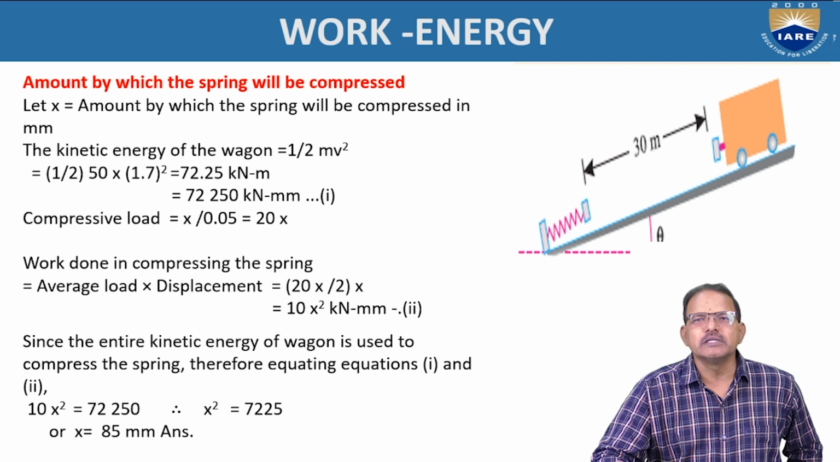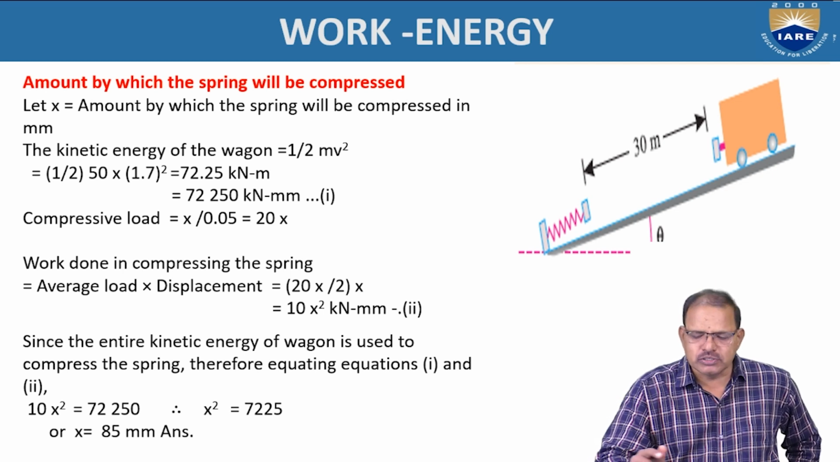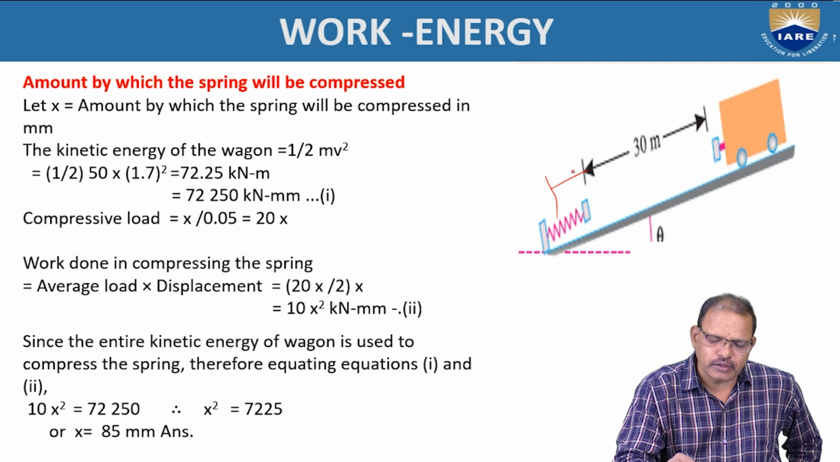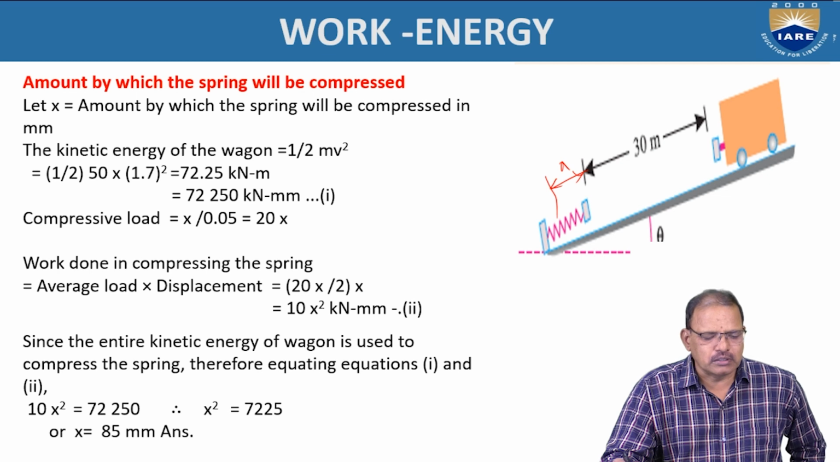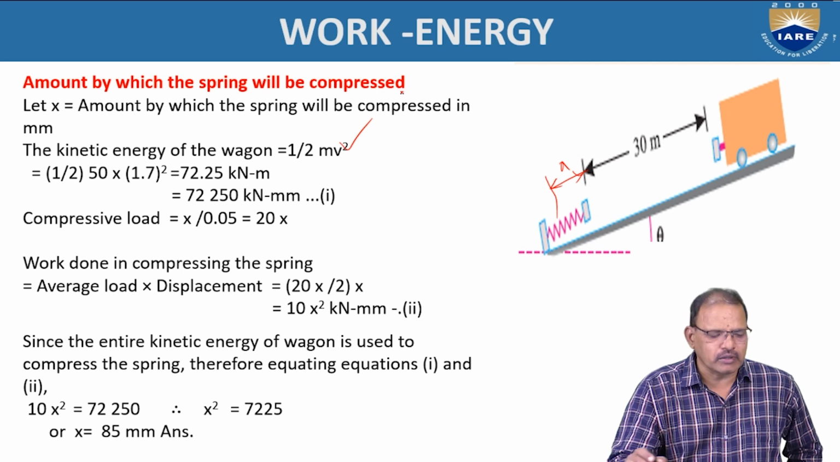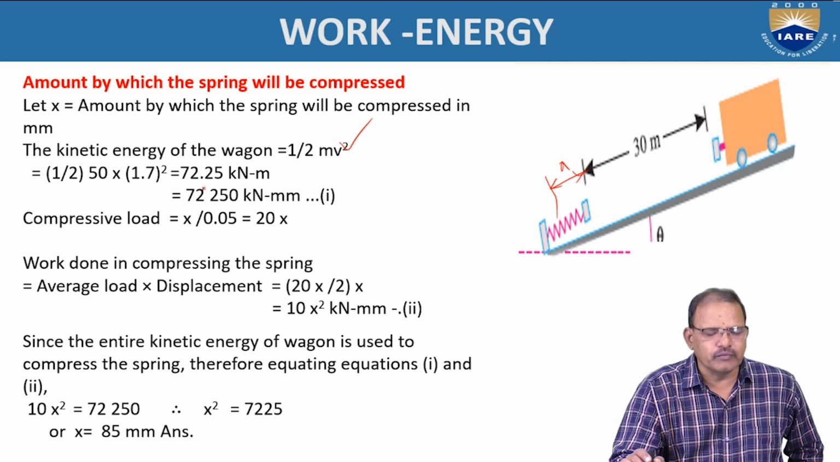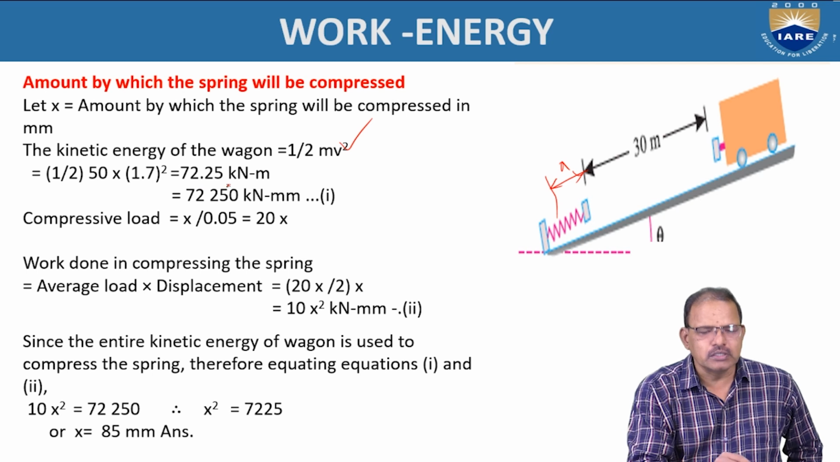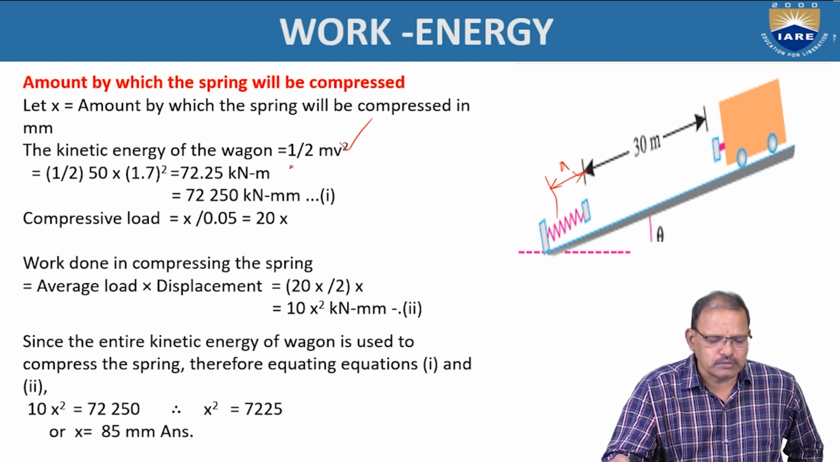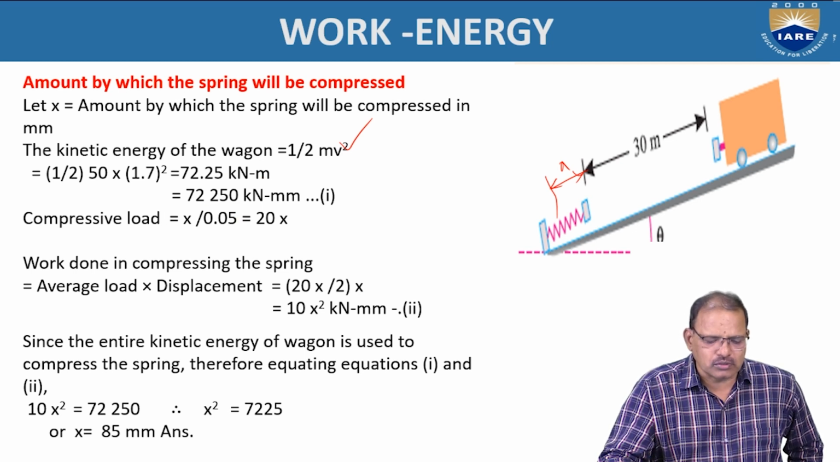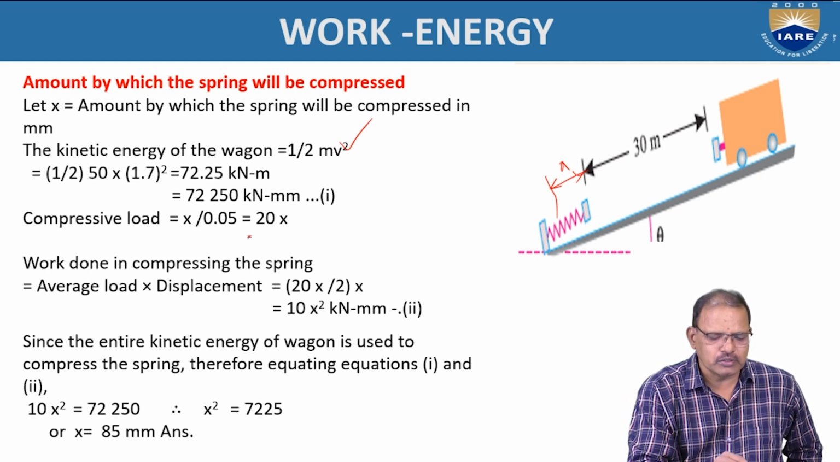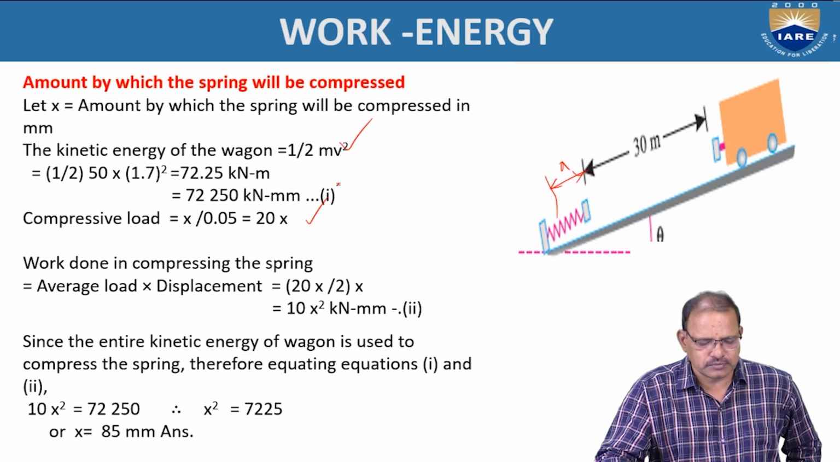Now the amount by which the spring is compressed. Let us assume that after traveling a distance of x, it comes to rest. The kinetic energy of the wagon is equal to 1 by 2 m v square, which is 1 by 2 into 50 into 1.7 whole square. It is equal to 72.25 kilonewton meters, or it can be written as 72,250 kilonewton mm. So the compressive load is equal to x divided by 0.05, which is 20x.